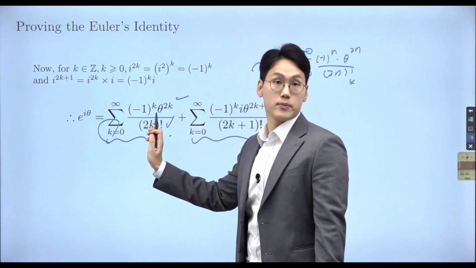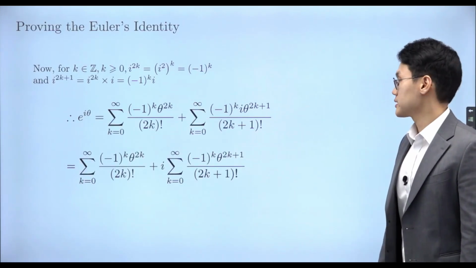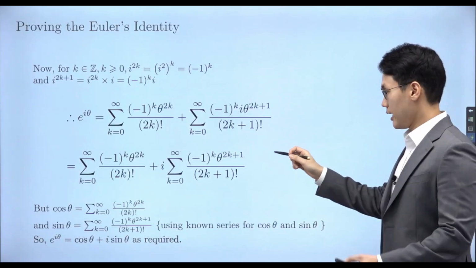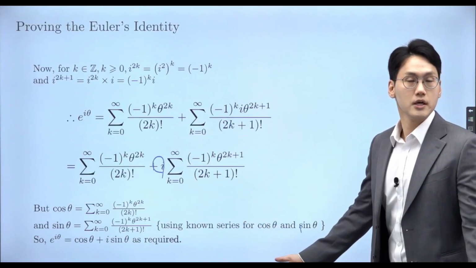They use index k, no problem. That's the only difference. So you can let that be cosine. For the odd term, it's going to be sine, right? If you just isolate the i, it's the independent term of that, so it becomes as such. So that's a proof of it, you see.